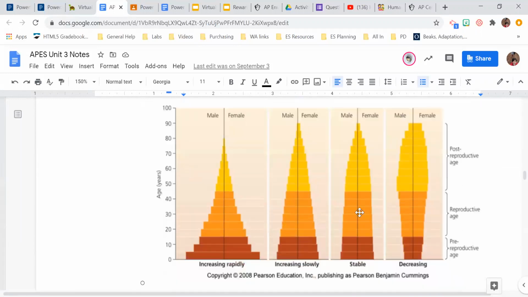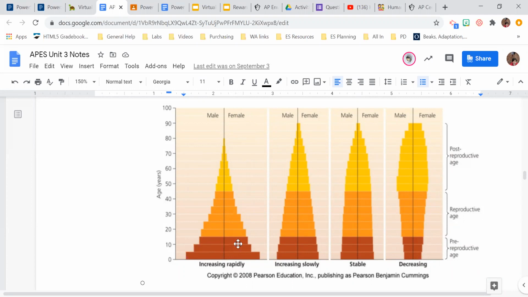So before I pull up a US one, I want to look at these pyramids again. I told you about reproductive, pre-reproductive, and post-reproductive. When we're looking at this pyramid to see if the population is growing, shrinking, or stable, we're going to look at how many people are in the pre-reproductive group versus in the later groups. The reason is in the next 10 years, 15 years, the people in that pre-reproductive group will then be reproductive and will then be having babies.